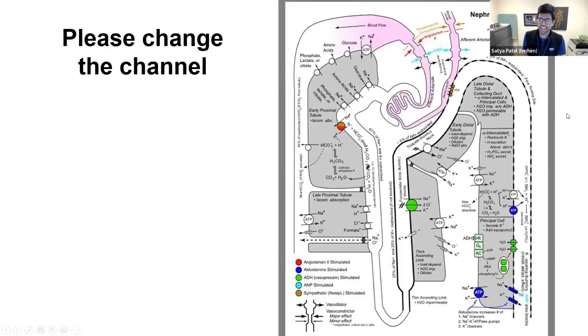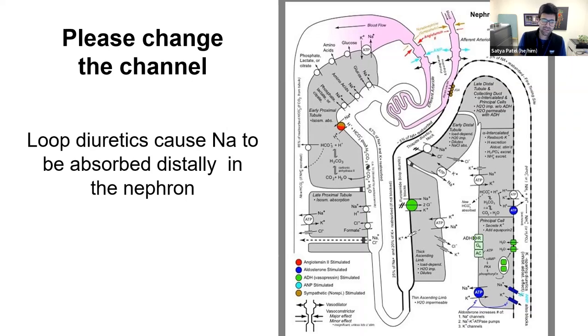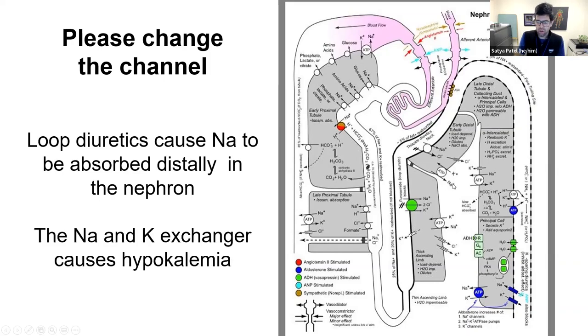So this is a nephron schematic, so I'm sorry, but I'm not sorry. And we need to go over parts of the channels. Loop diuretics cause sodium to be absorbed distally in the nephron. So this is your loop diuretic. And when you have more sodium going down the tubule and it exchanges here, sodium comes in and potassium comes out. So you become hypokalemic.